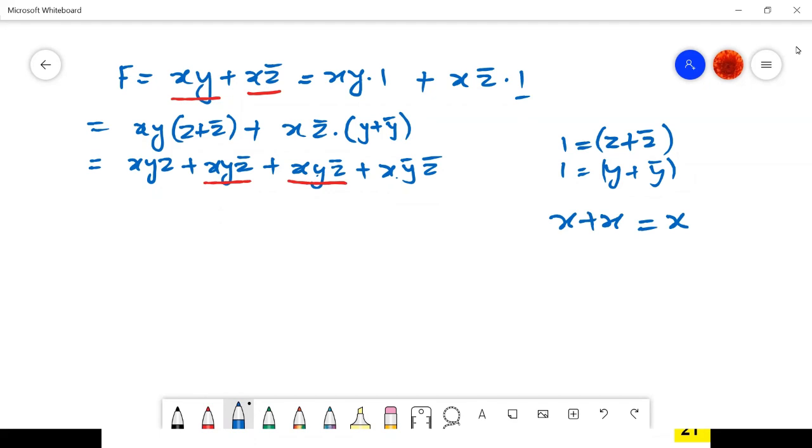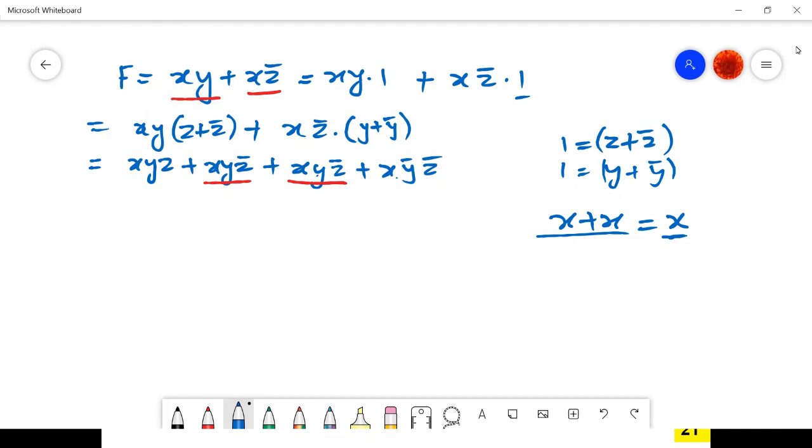Correct. So whenever you find, after multiplication, any repeated terms, you will consider only one and remove the remaining. You may have more than 2, more than 3, like that. So you need to ignore them. You will consider only one time. It is because if it is double, it will produce only the single one.